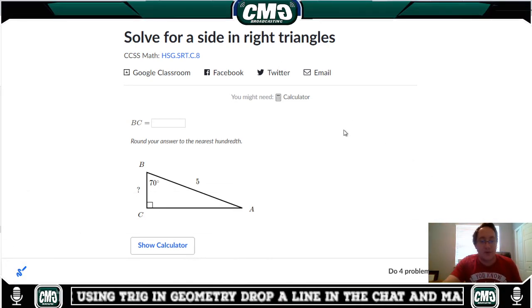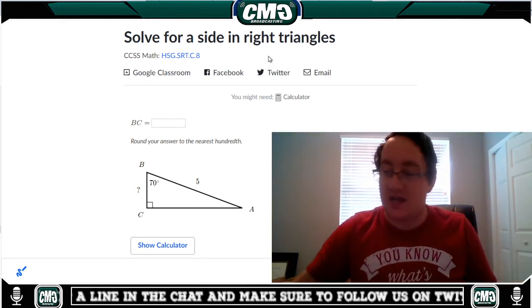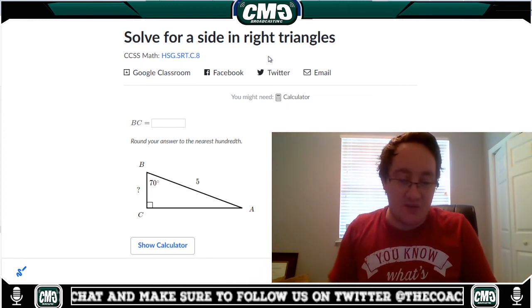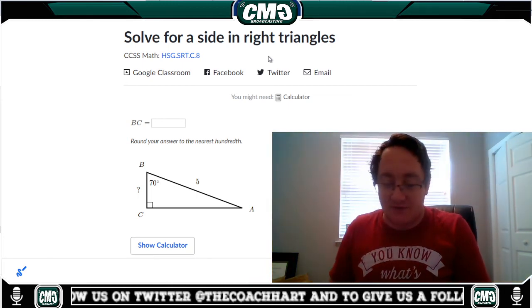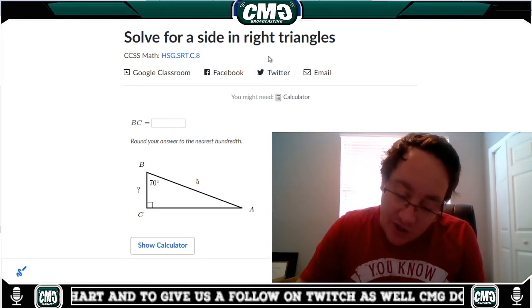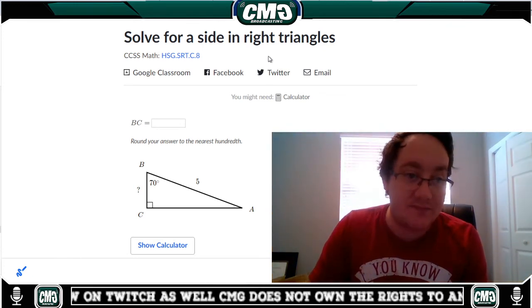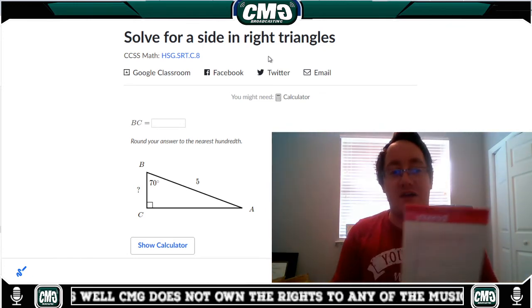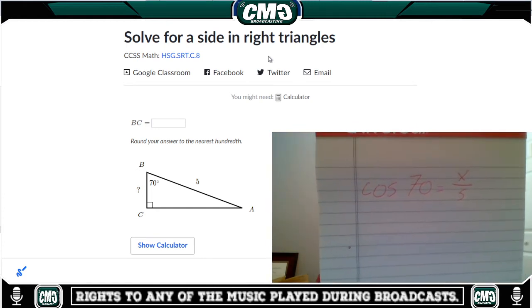We want that one rolling. So if we see right here, we've got the adjacent side and the hypotenuse. So the CAH would mean this would be the cosine of 70 is equal to x over 5. And that would be what our setup would be right there.